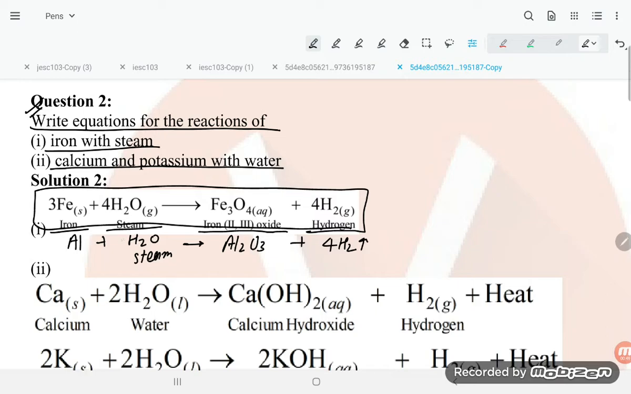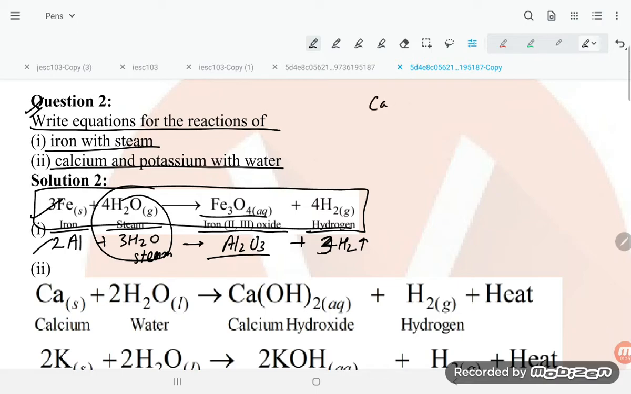How can you balance? Here you can make 3, 1, and here you can make 2. So how many water molecules, and how much hydrogen gas will be released? 3 hydrogen gas. So iron and aluminum react with the steam to give aluminum oxide and iron oxide and also hydrogen gas. Now calcium and potassium: if you are treating calcium and potassium, they give the hydroxide, students.